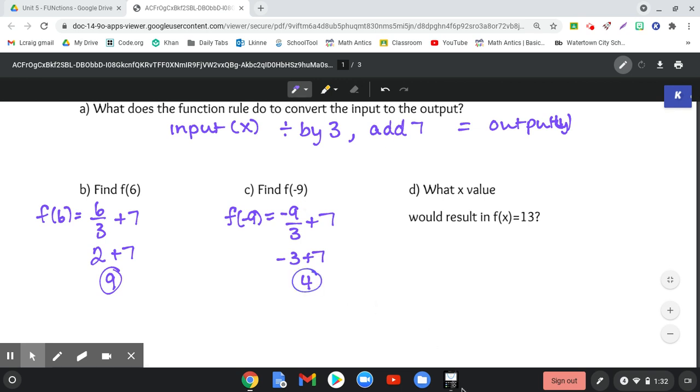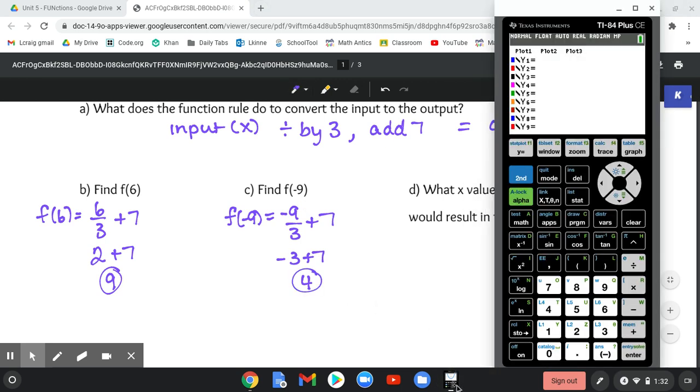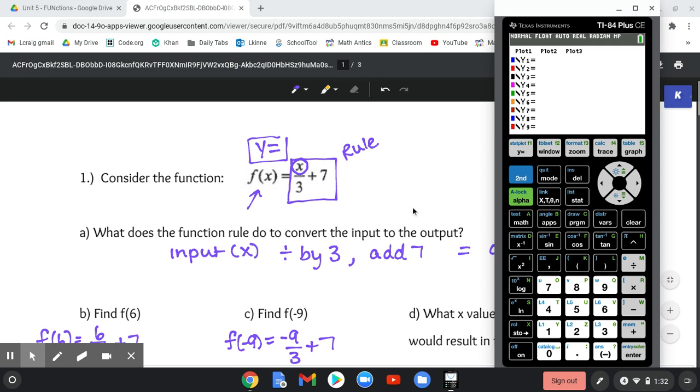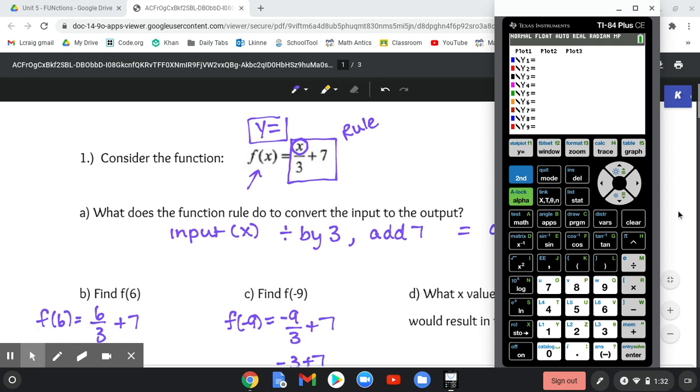Now, a really cool thing in your calculator, because we can do it by hand like this, but you have this graphing calculator as a tool, so we're going to use that a lot. So I'm going to encourage you, yes, you can do it by hand, but always check it in your calculator, or even use your calculator to compute the whole thing.